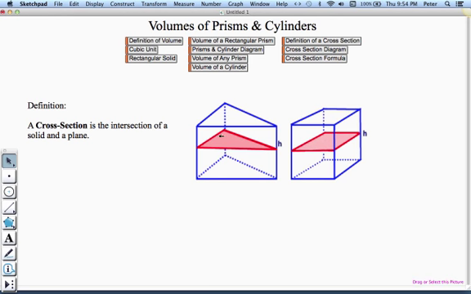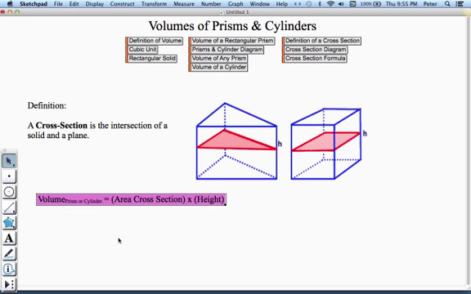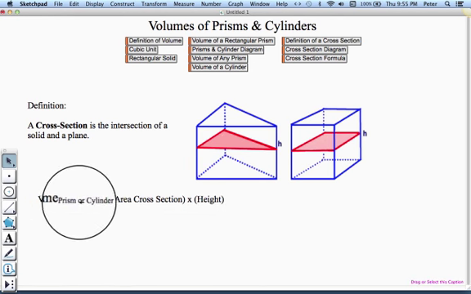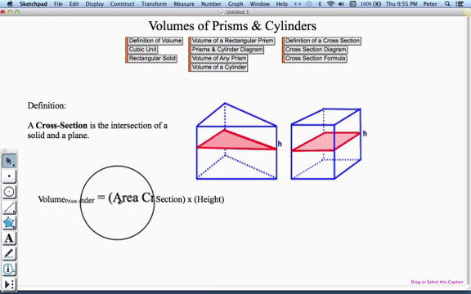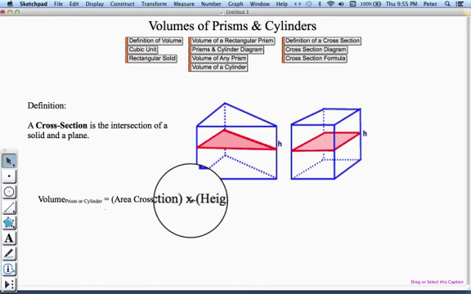You'll notice that cross sections in prisms, when parallel to the base, are congruent to the base itself, which gives us yet another formula that we can use, and that is that the volume of a prism or cylinder is equal to the area of a cross-section times the height, because of course the area of a cross-section will be equal to the area of a base in a cylinder or a prism.